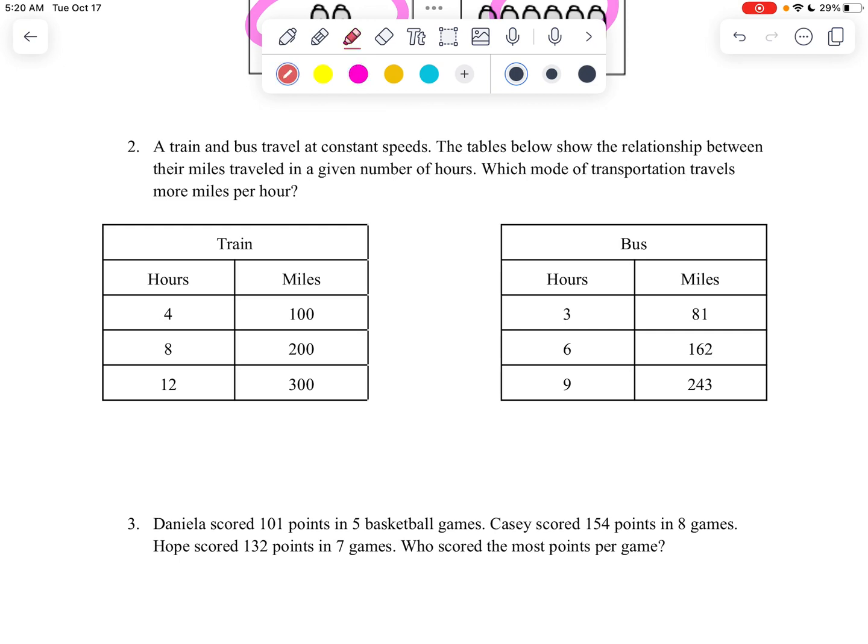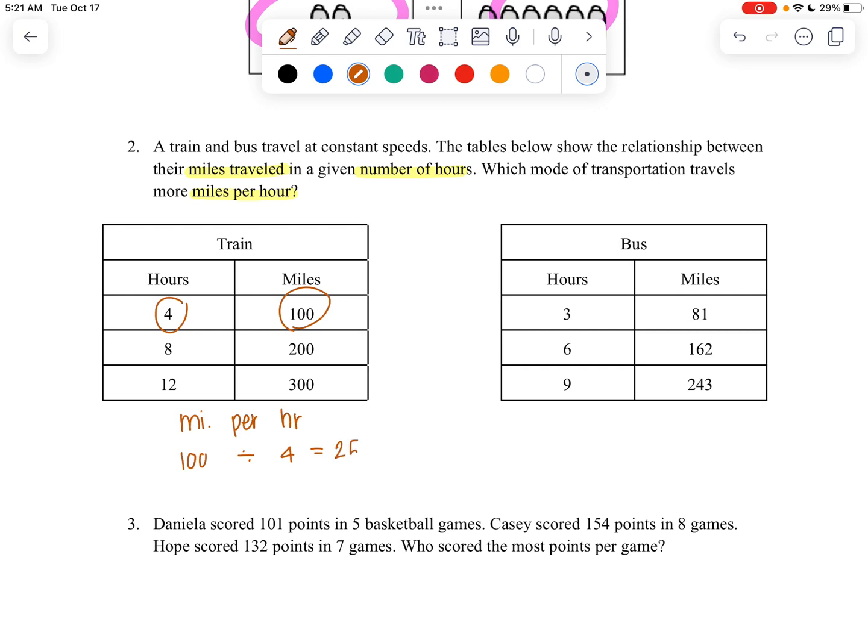A train and a bus travel at constant speeds. The tables below show the relationship between miles traveled in a given number of hours. Which mode of transportation travels more miles per hour? I'm simply going to calculate the miles per hour for both the train and the bus. Miles per hour. And I know I can find the miles per hour by dividing a number of miles I know by a number of hours I know.